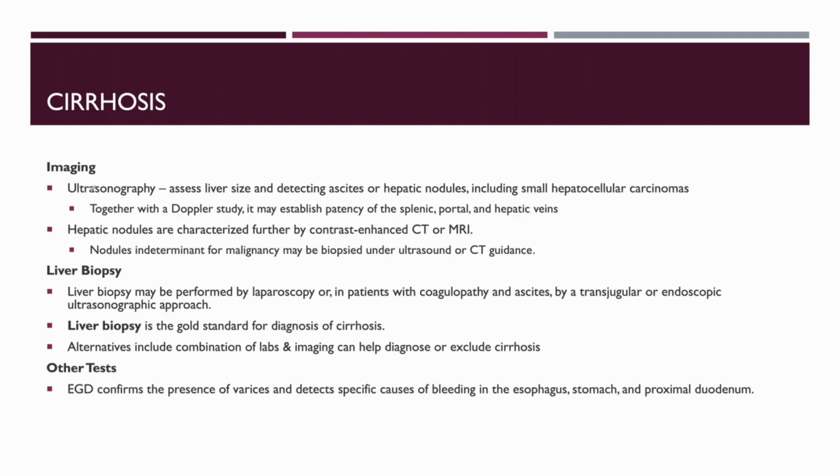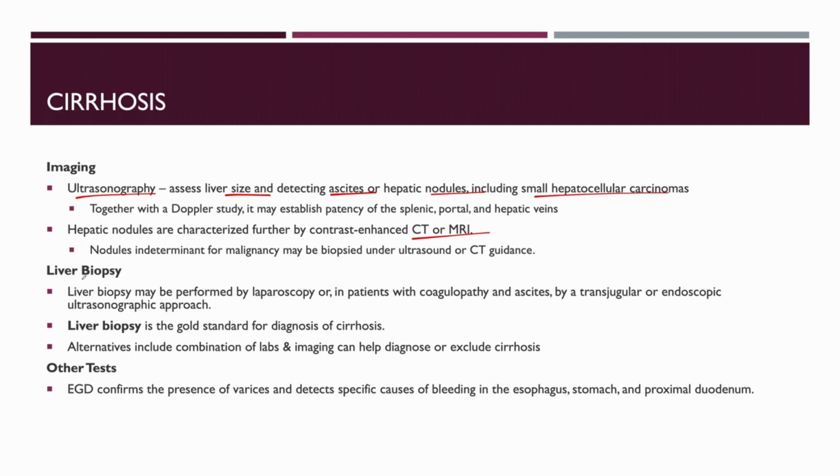Imaging, we use a combination of different imaging studies. Ultrasonography, since it poses no radiation risk, is an easy way to monitor the size, ascites, and nodules, and help screen for hepatocellular carcinoma. It does a pretty good job of that. If nodules are found, they're usually further characterized by CT or MRI.